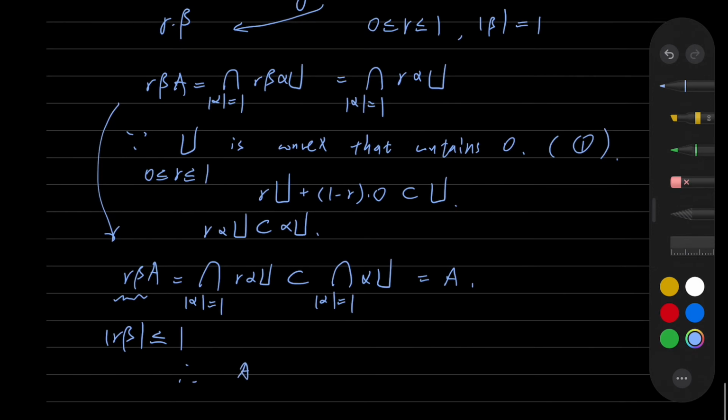So A is balanced. Then by the previous theorem, since its interior contains 0, it is also balanced. So this completes the proof.